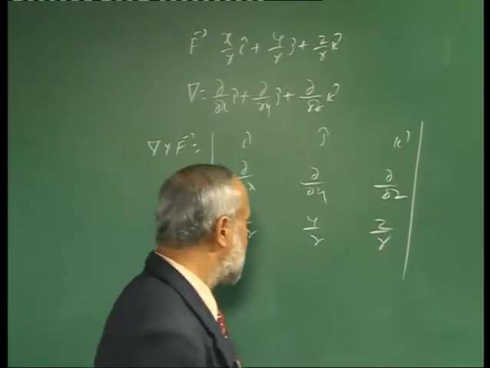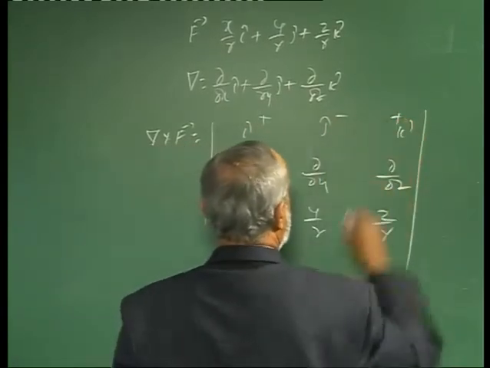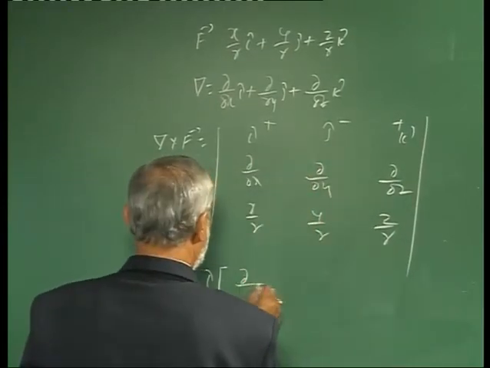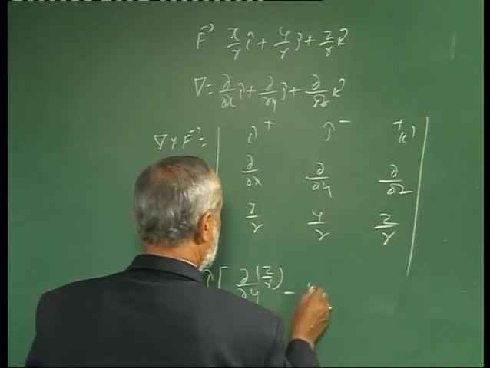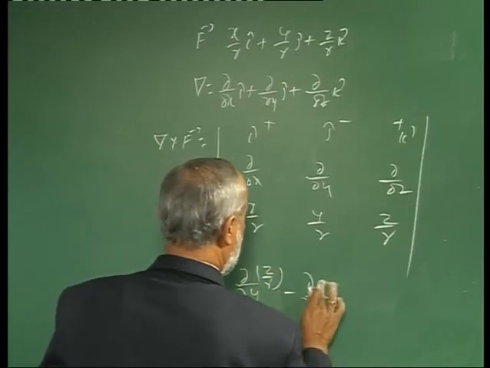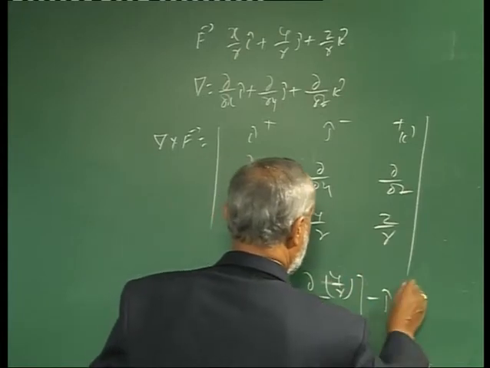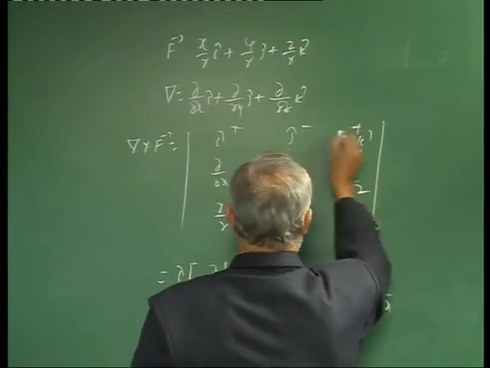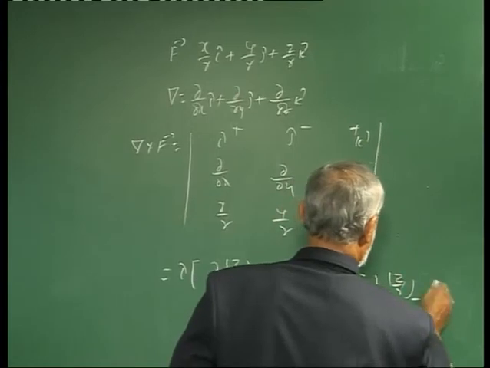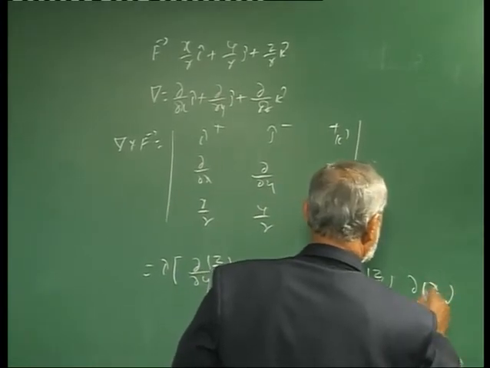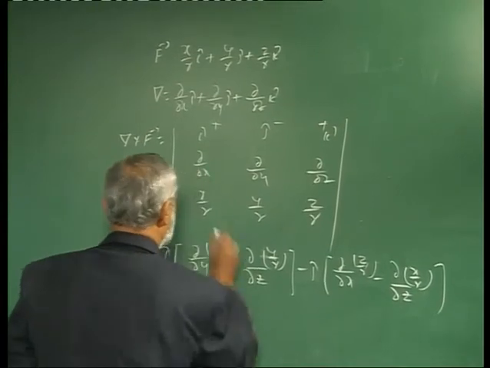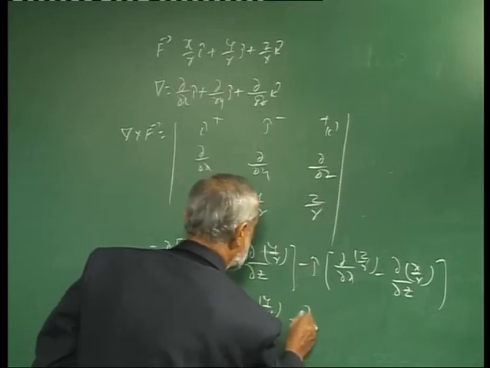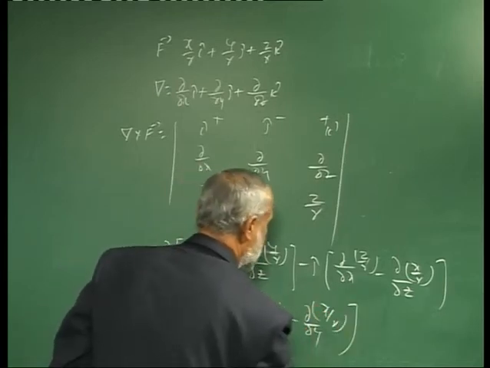Now expand the determinant with signs plus, minus, plus. This is equal to i vector, where we leave the first row and first column: dou by dou y of z by r minus dou by dou z of y by r. Next, minus j vector, leaving the first row and second column: dou by dou x of z by r minus dou by dou z of x by r. Next, plus k vector, leaving the first row and third column: dou by dou x of y by r minus dou by dou y of x by r. This is the expansion.